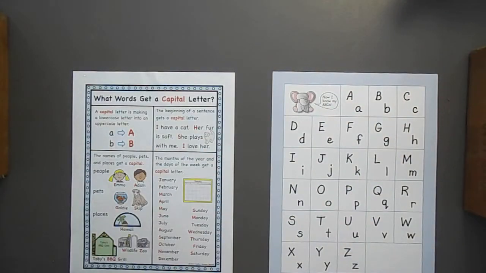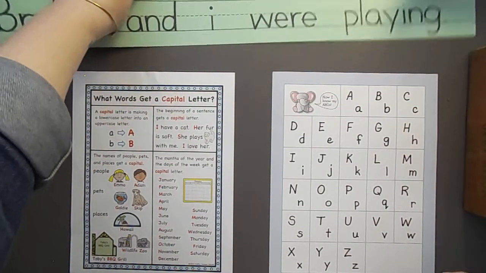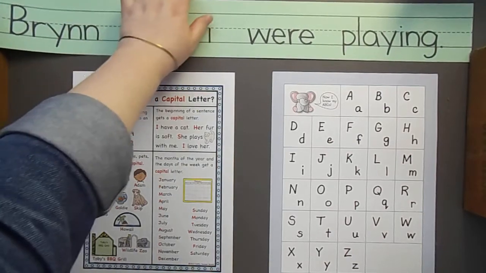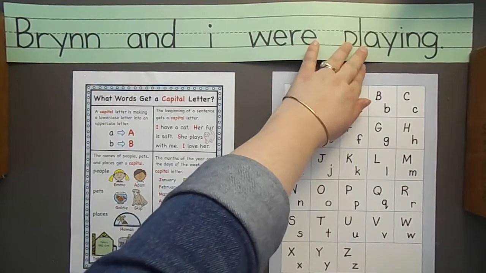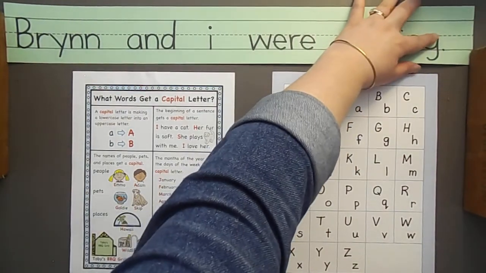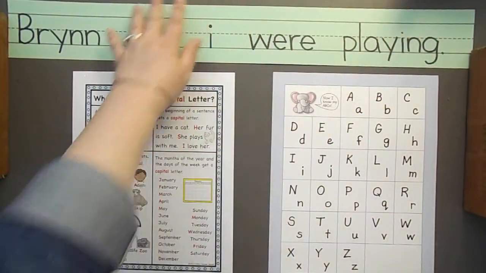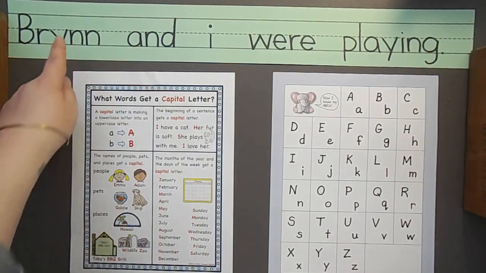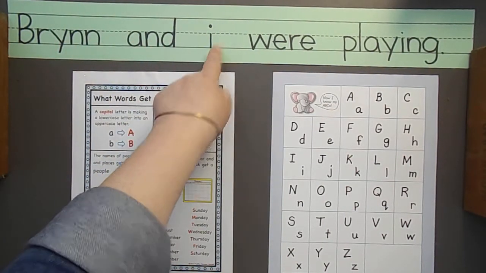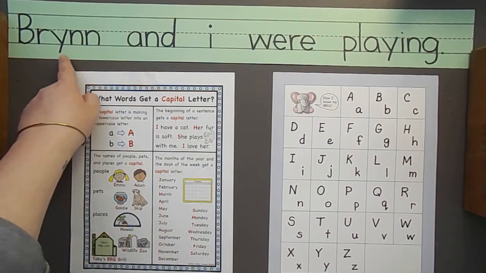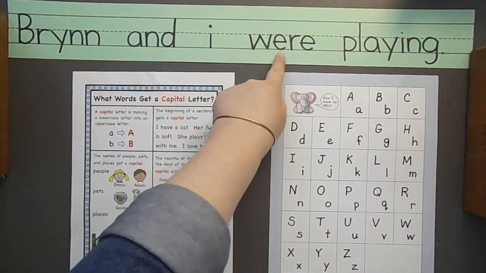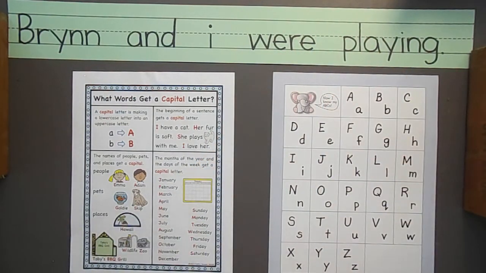Okay, here's our very last one. This is a little bit of a tricky one. And I hope that you get this one, but if you don't, that's okay. We're going to talk about it. Oops. This is a little big. There we go. All right, let's read it. Bryn and I were playing. Let's read it one more time. Bryn and I were playing. Pause the video.